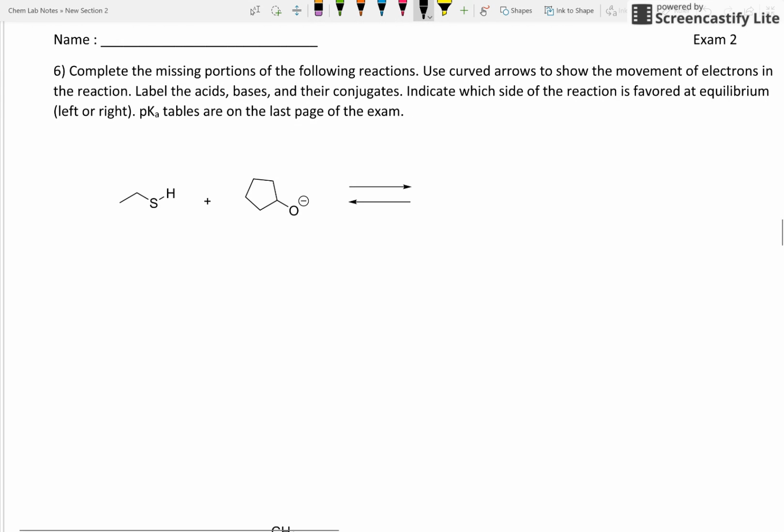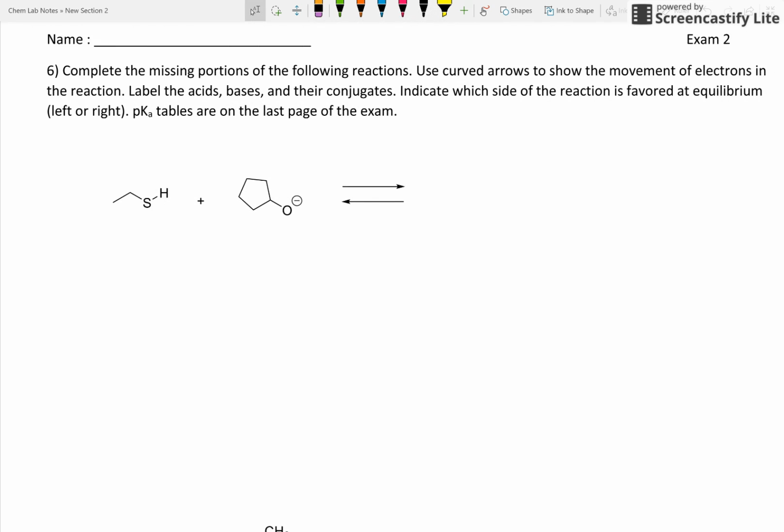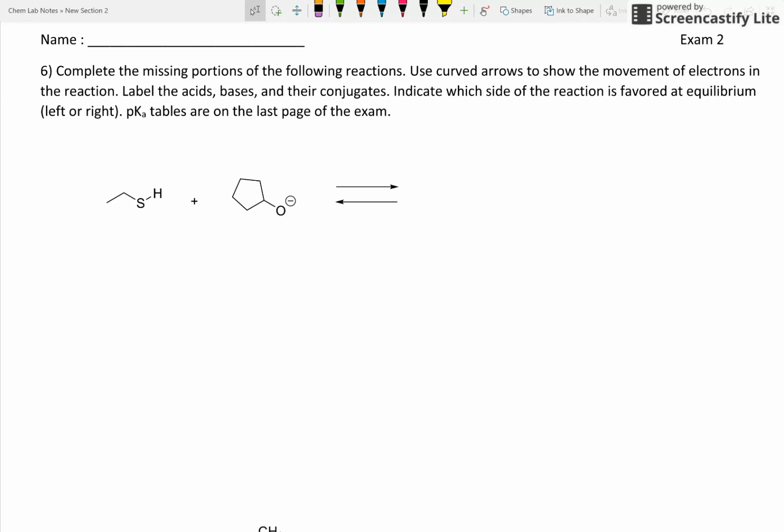Okay, moving on to question 6. We're asked to find the acids and bases and label the conjugates, and we need to show the movement of electrons, and we need to figure out which side is favored at equilibrium. So quite a few things we've got to figure out here. But first and foremost, we've got to figure out what our acid is and what our base is.